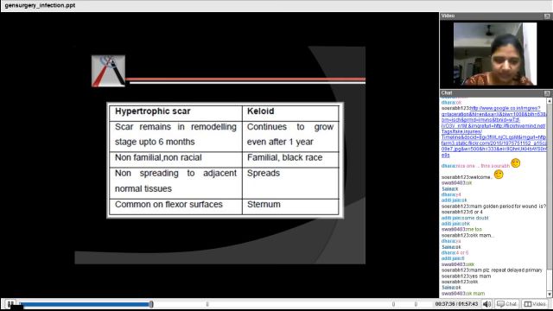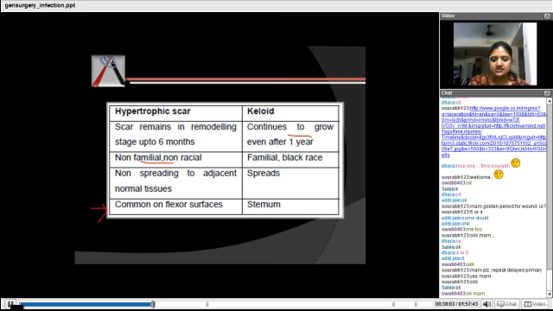Then understand the difference between a hypertrophic scar and a keloid. Any wound, if left, can develop into a hypertrophic scar. It is non-familial and has nothing to do with race, and it does not spread to the adjacent tissues. This type is more common on the flexor surfaces.